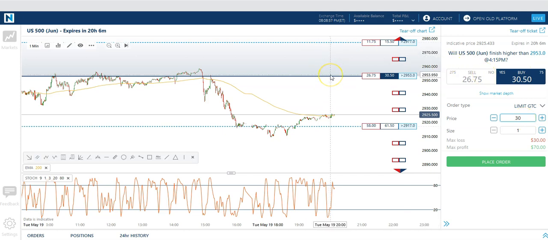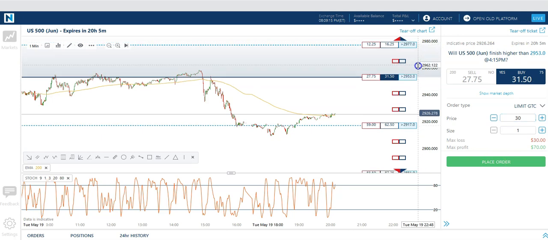You can now sell it at $50. Well, you would make a $20 profit. That's about a 60% return on your money. So I was risking 30 to make 20, and with these options you could buy and sell whenever you want.